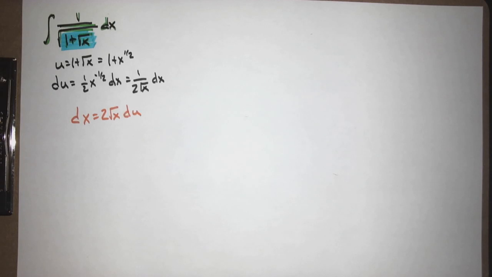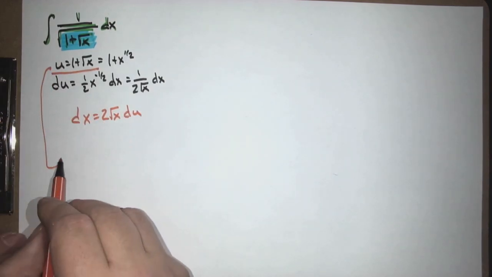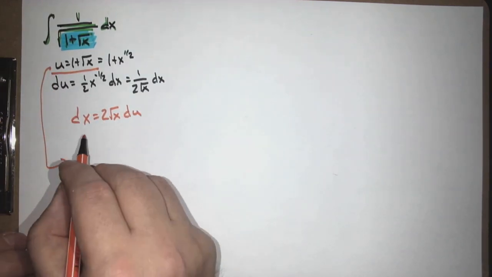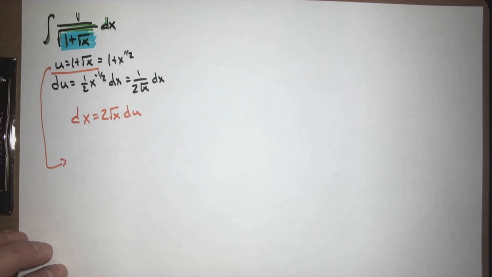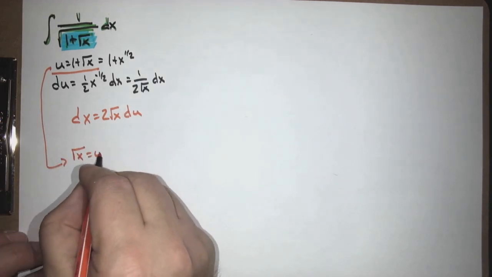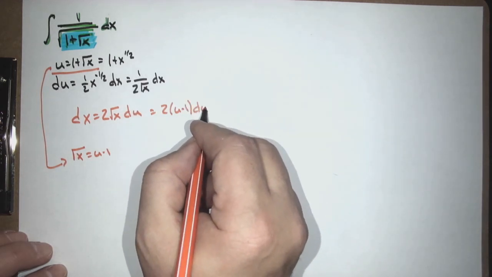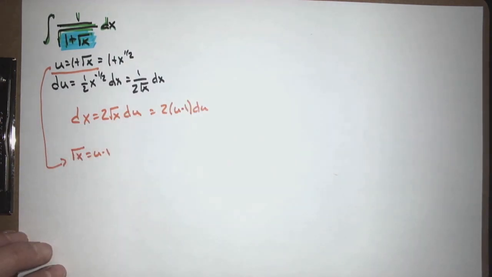Make it 2 parentheses u minus 1. Oh, someone has cleverly noticed. Almost as if it was planned. Because it was. I didn't plant you in the audience, by the way. I just want to be clear. Square root of x is u minus 1. So this is 2 times u minus 1 du. And that is good. I'm replacing everything with x in terms of only things with u.